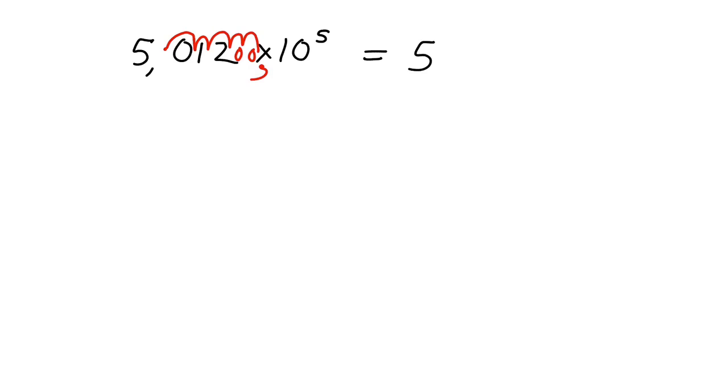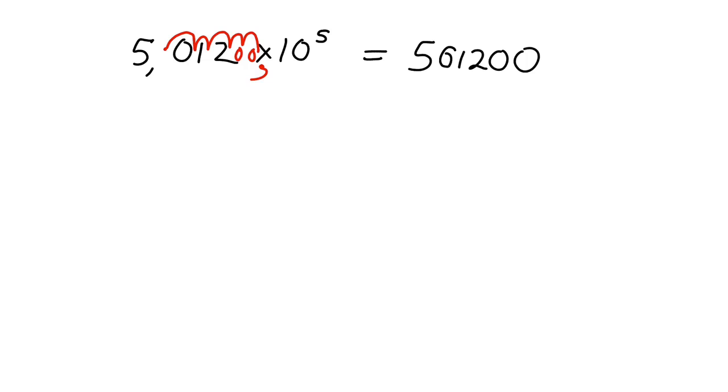Okay, going backwards is even easier. If we had something like 5,012 times 10 to the power of 5, and we want to just write it in good old normal notation, then all we have to do is the multiplication, right? We just have to multiply by 10 to the 5. So we go 1, 2, 3, 4, 5, putting in two zeros there, and the comma comes there. So we have 501200 written normally.